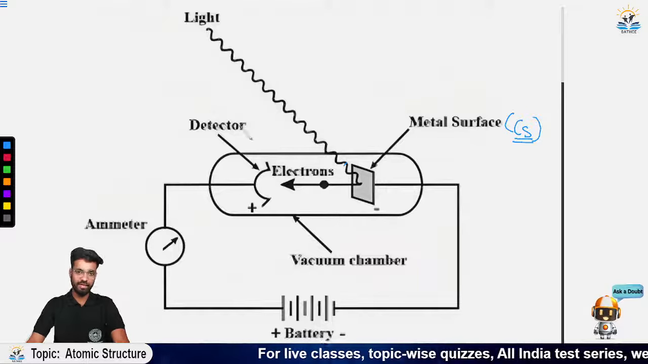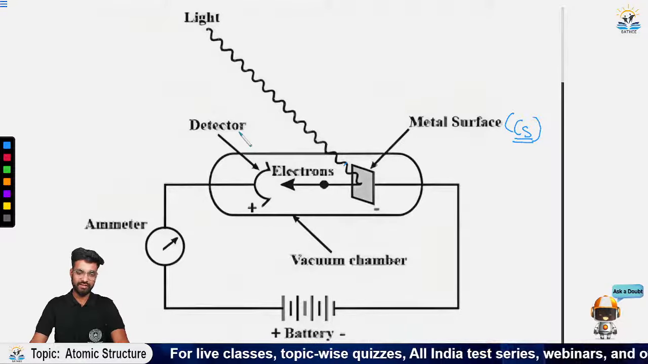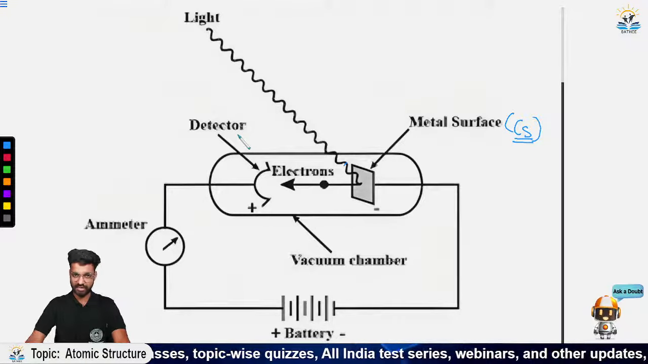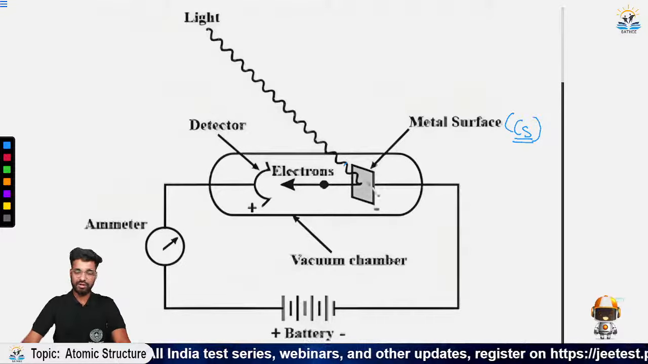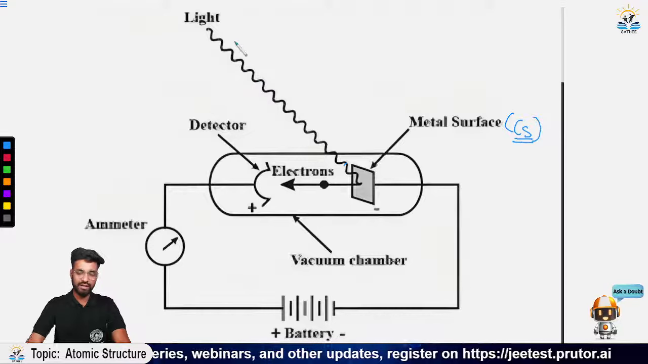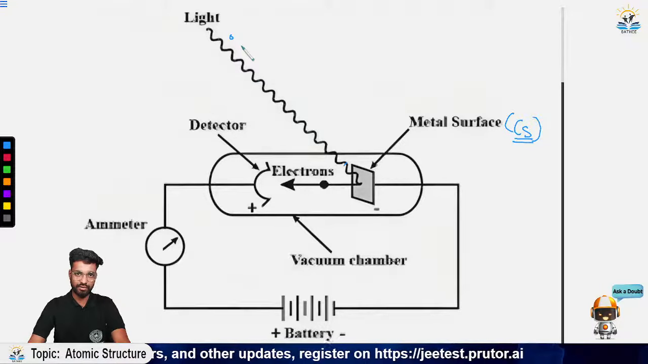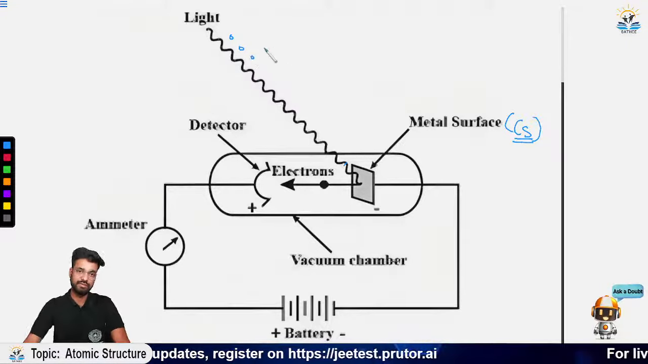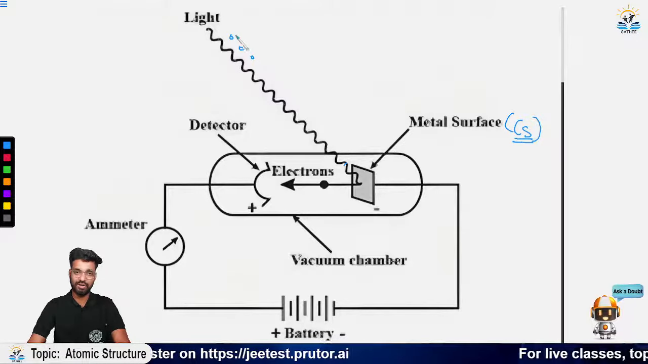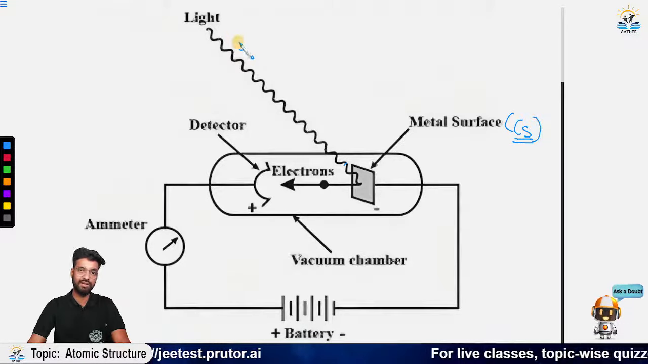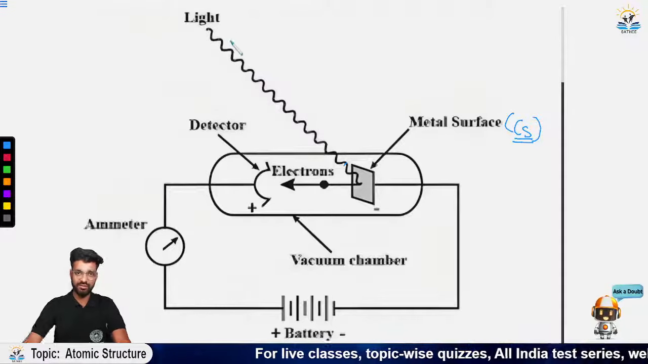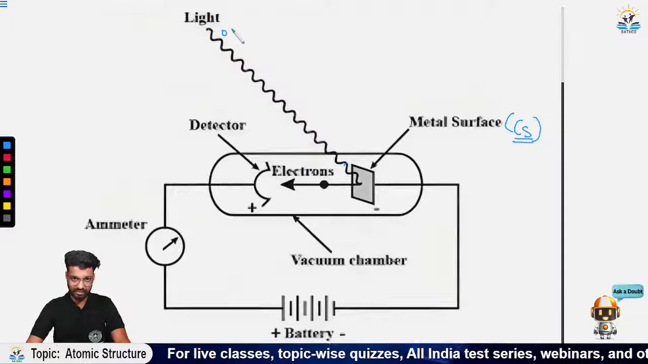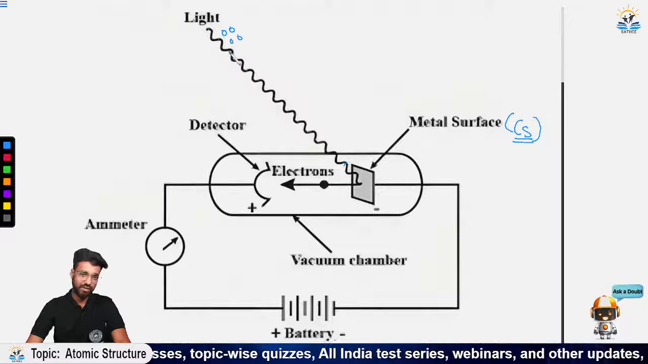Einstein explained it, and many more scientists also explained it. Einstein was the first to explain it. So how does it happen? He said that when light is incident on this metal surface, this light is composed of photons. Photons are not visible to the naked eye, but for the time being I'm representing them using a circle.